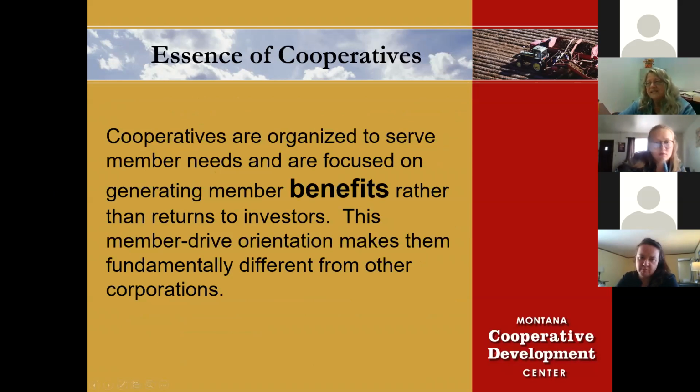So then, what's the essence of cooperatives? Cooperatives are organized to serve member needs, and they are focused on generating benefits rather than returns to the investors. So if I was to say in a nutshell what's a cooperative, I would say it's an enterprise designed to bring benefits that are needed to a collection of people. I'm not in charge of creating a new definition for co-ops, but I would say this idea of benefits is central to the idea about co-ops. And so it's member driven, not investor driven. Even though the members are investors, the members are really seeking benefits that they can get from the cooperative. And that makes it different than really any other form of ownership that's out there.